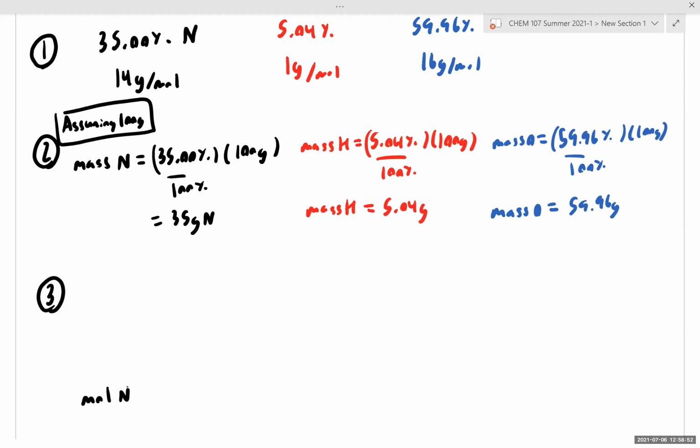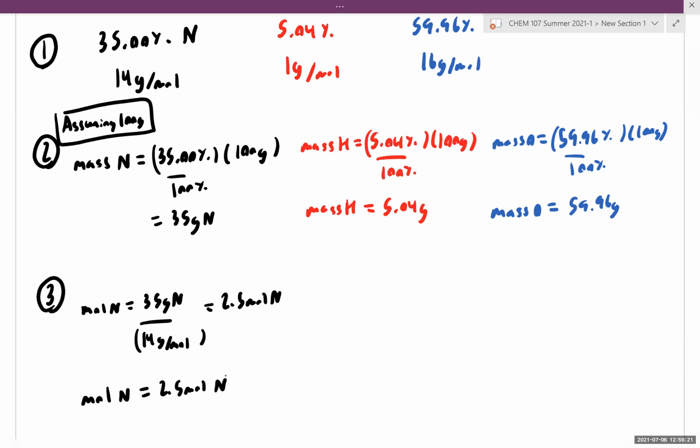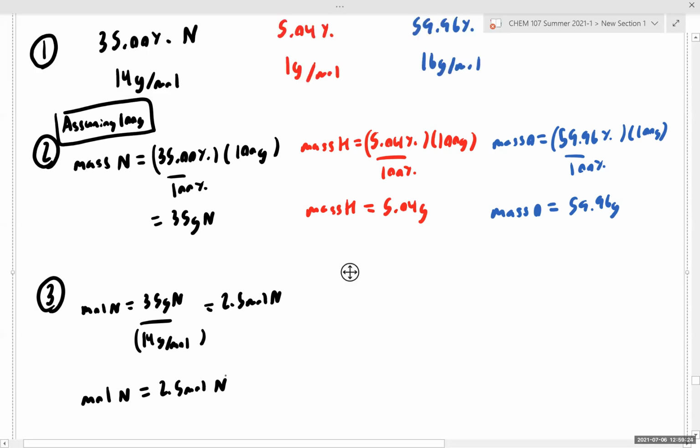So we have a calculated mole value of 2.5 moles of nitrogen. This was obtained by taking the mass of nitrogen, which is 35 grams of nitrogen, over the molar mass, which is 14 grams per mole. That in turn gives us 2.5 moles of nitrogen. Okay, what about hydrogen and oxygen? Would anyone like to share their calculated values for hydrogen and oxygen?